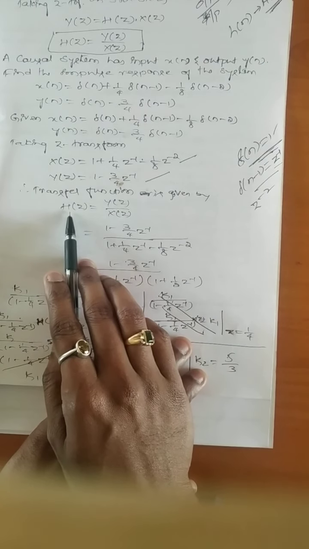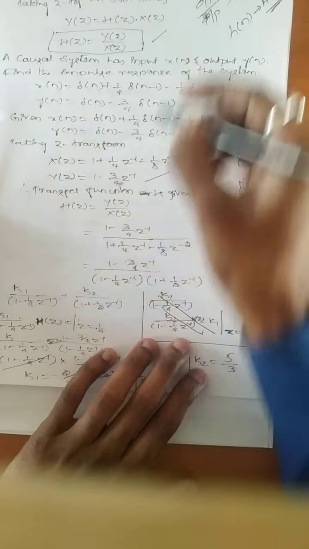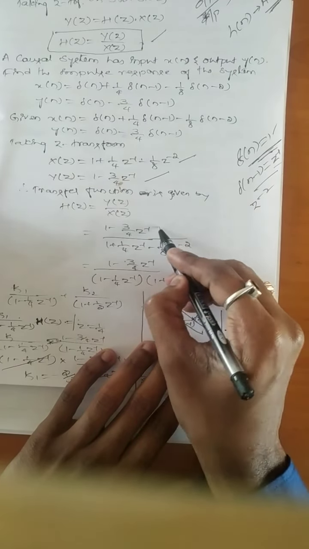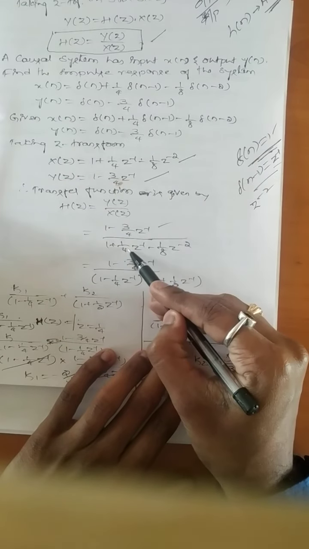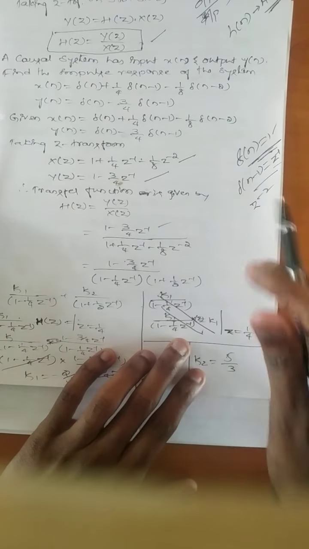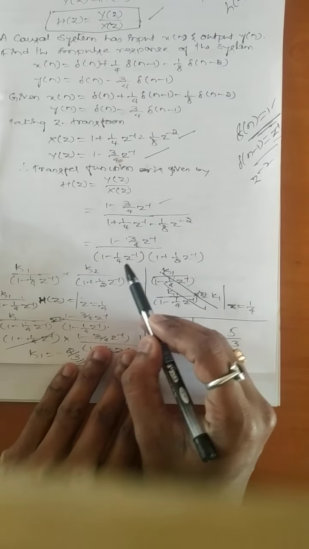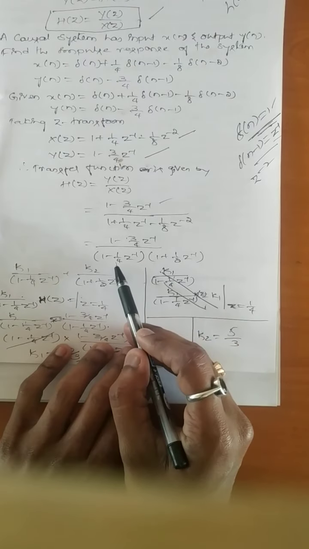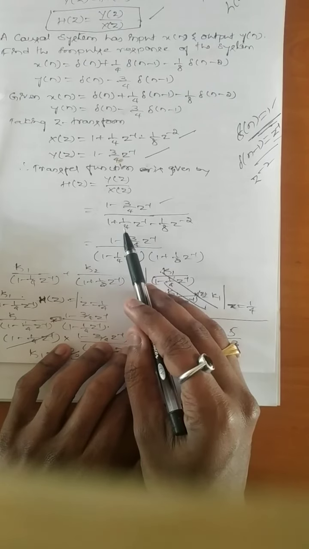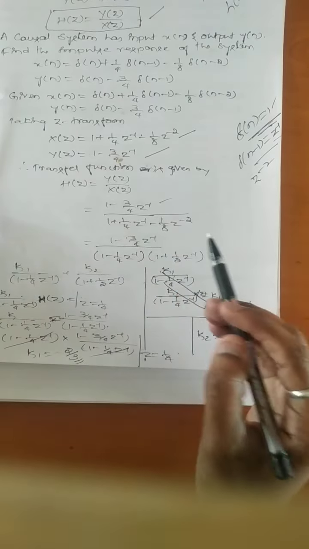We have the equation H of z is equal to Y of z divided by X of z. This is the equation I have taken. So what is Y of z? Y of z is 1 minus 3 by 4 z inverse, and X of z is 1 plus 1 by 4 z inverse minus 1 by 8 z to the power of minus 2. Now you factorize the denominator. When you factorize, you will get two values, that is minus 1 by 4 and 1 by 2. When you add, we have to get 1 by 4, and when you multiply, we should get 1 by 8.